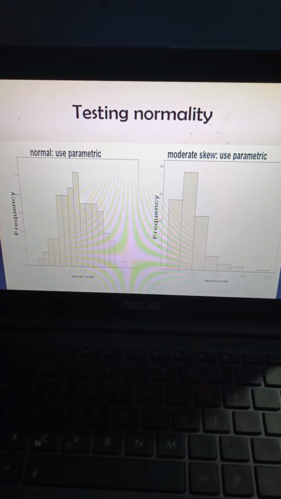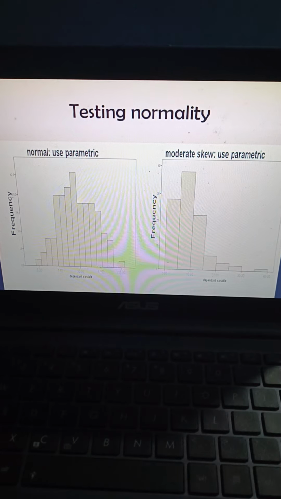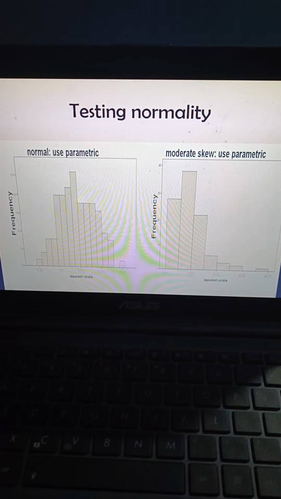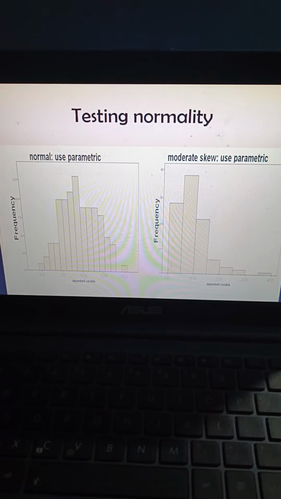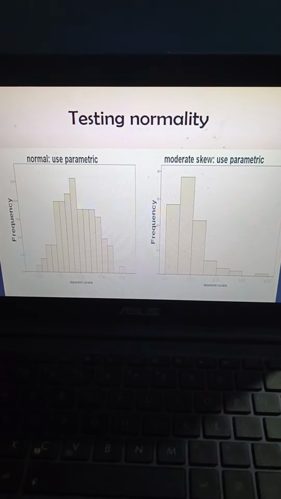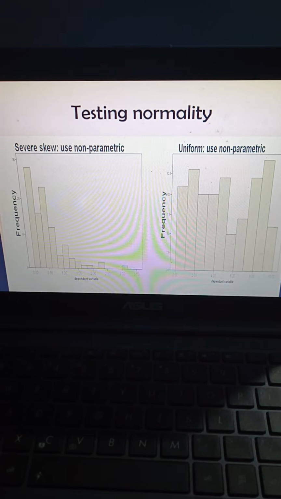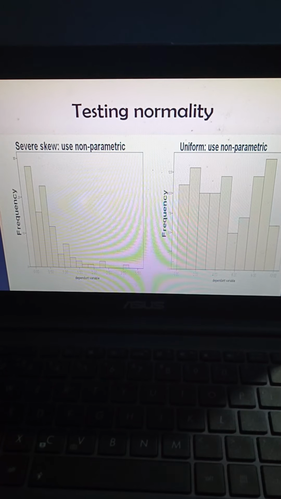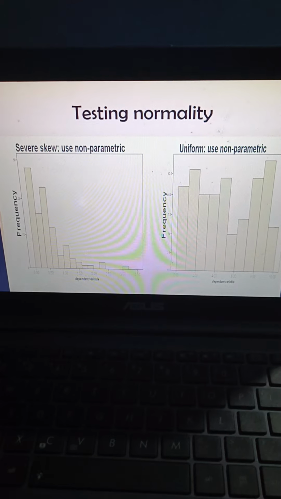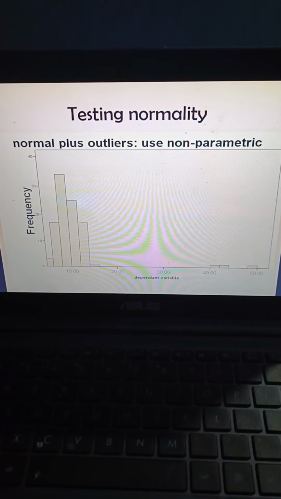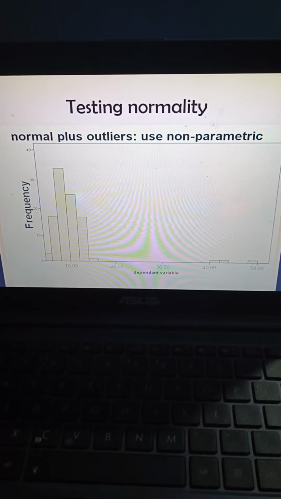Then for testing normality: if it is normal, then use parametric; with moderate skew, use parametric. With severe skew, use non-parametric, and in the case of a uniform distribution, also use non-parametric. Normal plus outliers, use non-parametric.